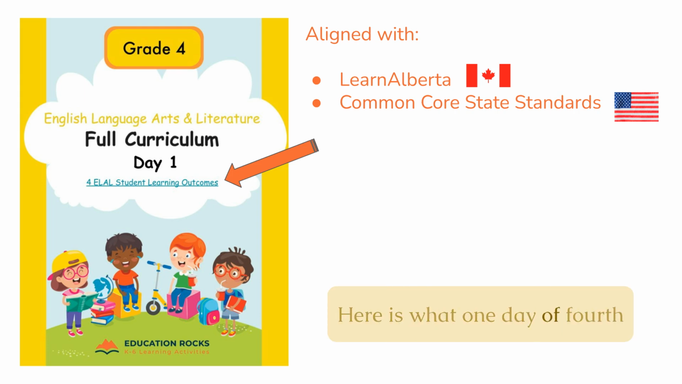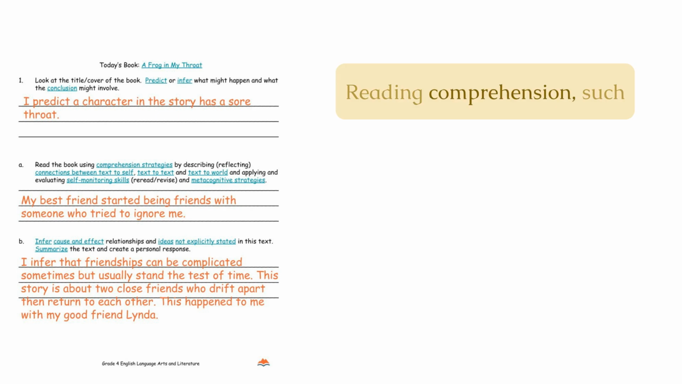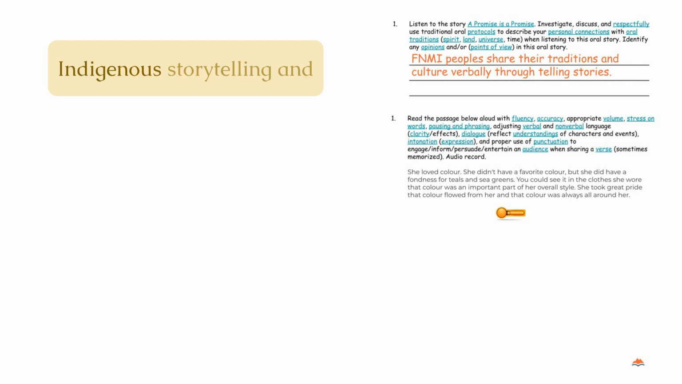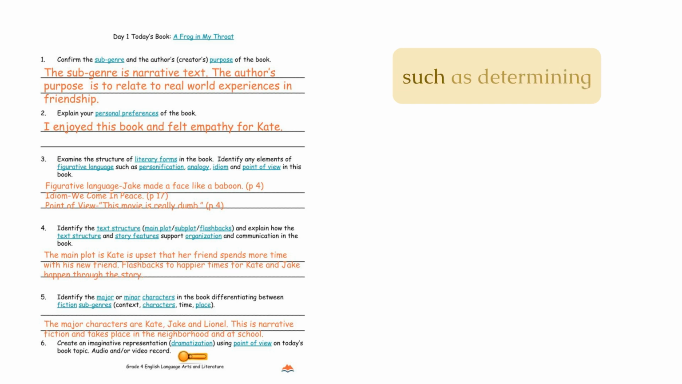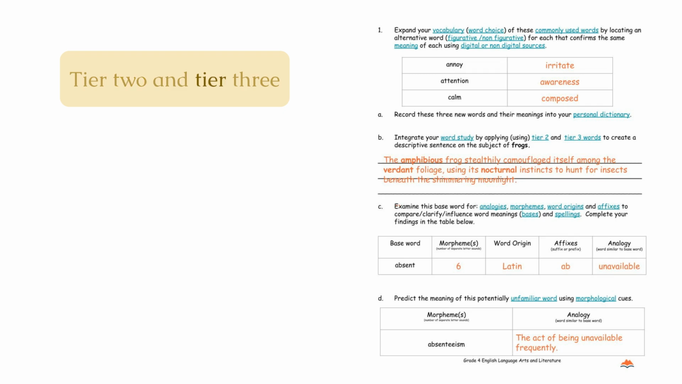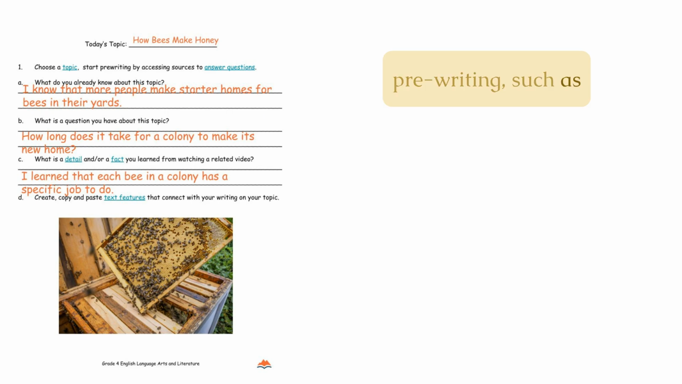Here is what one day of 4th grade ELA full curriculum looks like. Reading comprehension, such as predicting, inferring, metacognitive strategies, and summarizing text. Indigenous storytelling and reading fluency. Reading strategies, such as determining subgenres, personal preferences, literacy forms, text structure, characters, and dramatization. Tier 2 and Tier 3 vocabulary and word morphology. Pre-writing, such as questions and text features.